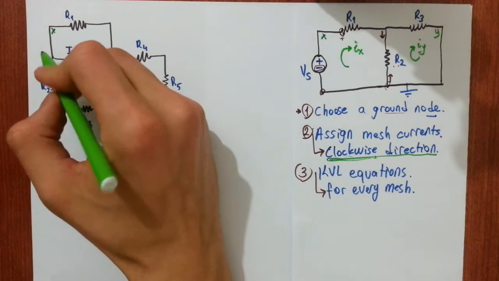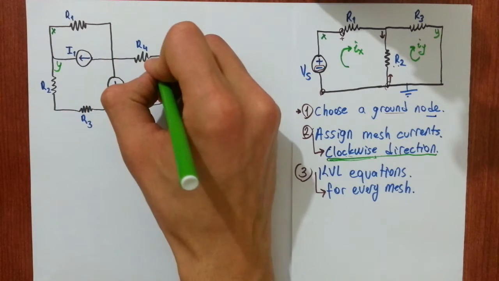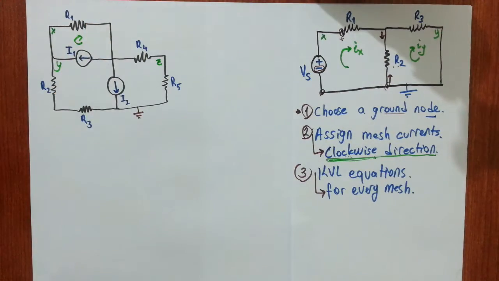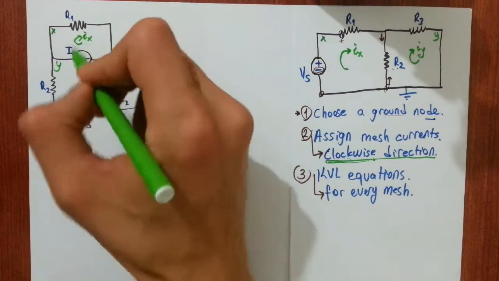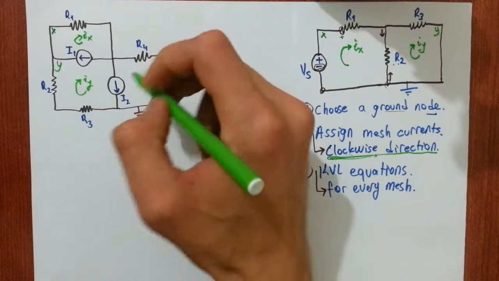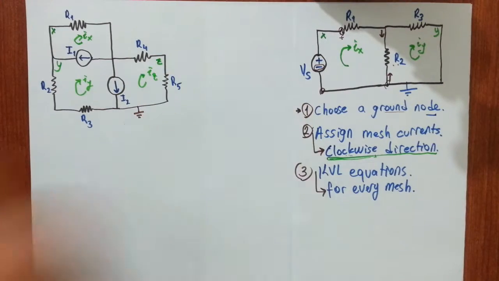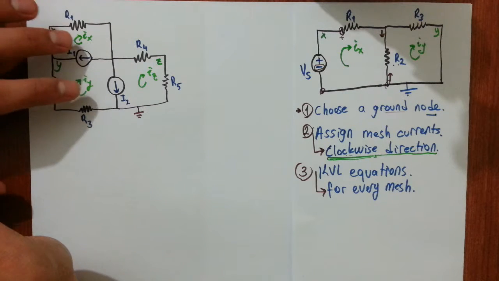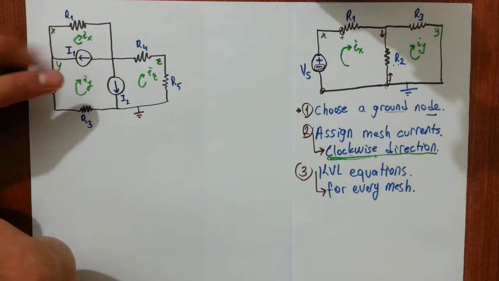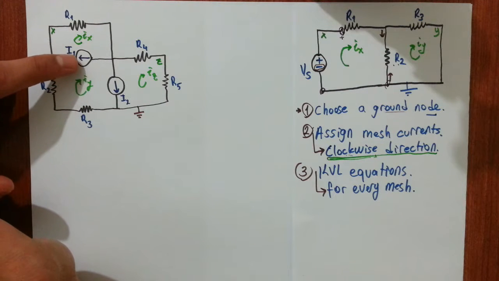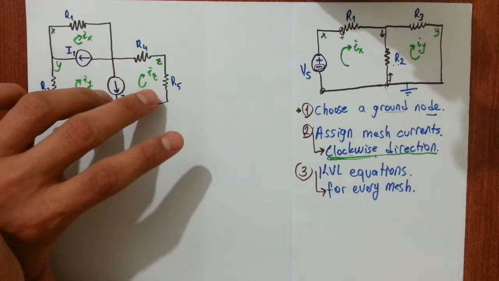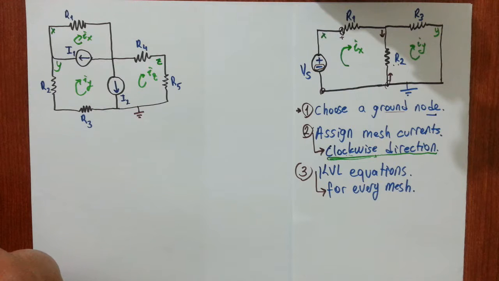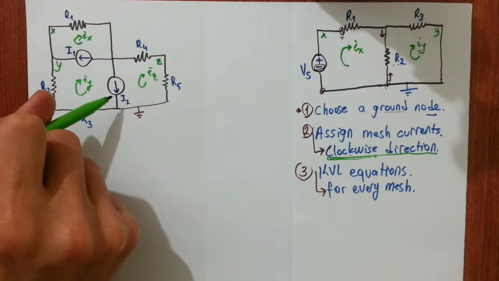Let this mesh be mesh X, this is mesh Y, this is mesh Z, and a current flowing around mesh X is IX, this is IY, this is IZ. Observe that these two meshes, mesh X and Y, are related with current source I1, and mesh Y and mesh Z are related with current source I2.